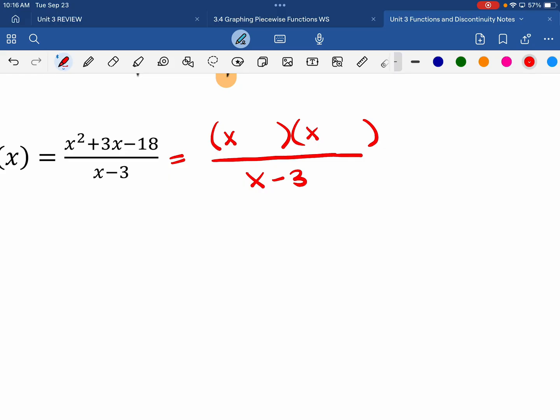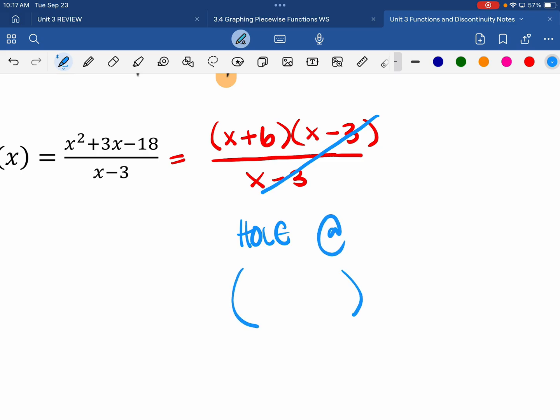6 and 3. Yes. So +6 -3. All right, so then after you factor, you're going to look and ask, okay, does anything cancel? Yeah, there's a hole there. So something cancels, we do have a hole. To figure out the x value, whatever you canceled, in this case I canceled x -3, set that equal to 0. So what would the x value of the hole be?